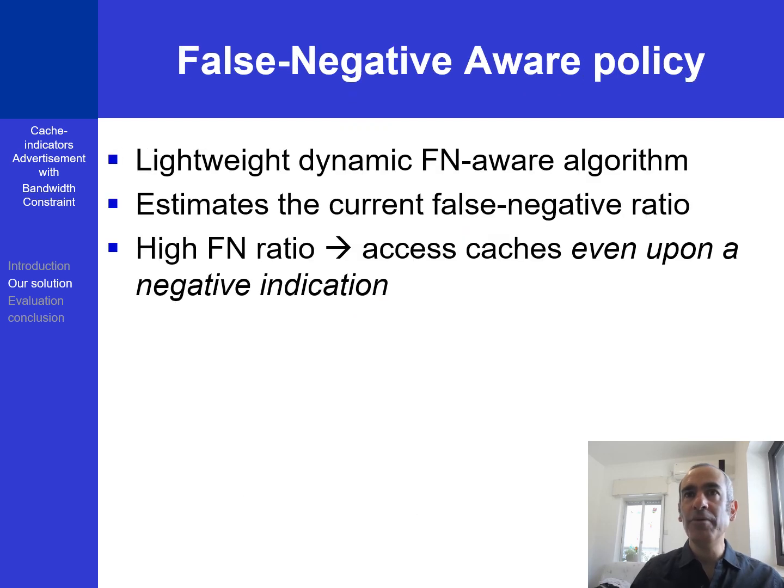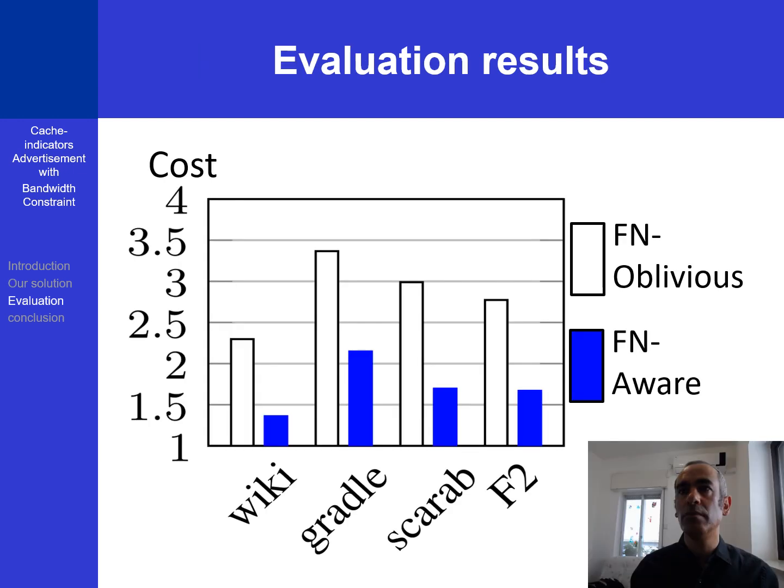Our solution for the problem includes the development of a lightweight dynamic false negative aware algorithm. Our algorithm estimates the current false negative ratio, and when the estimated false negative ratio is high, our algorithm selectively accesses caches even upon a negative indication. We will now visit a sample of our extensive evaluation study.